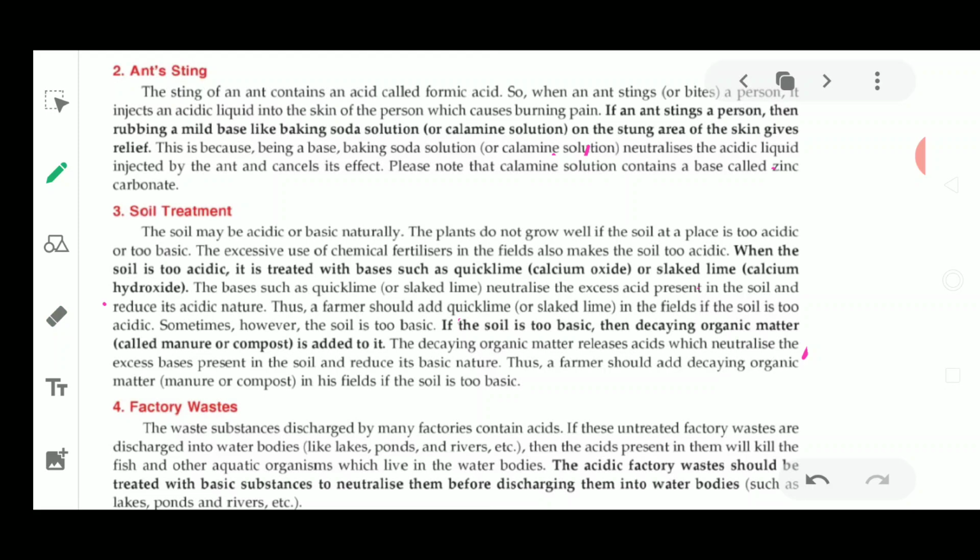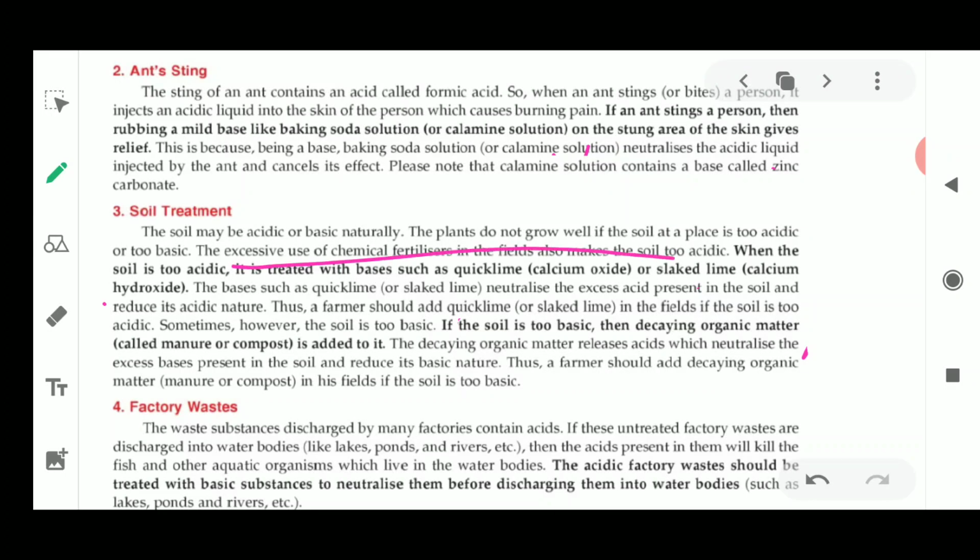A soil may be acidic or basic naturally. Sometimes in nature it is present like that. Whatever the area in which it is present is going to decide the acidity and basicity of the soil. The plants cannot grow properly in the soil if the soil is too acidic or too basic in nature.